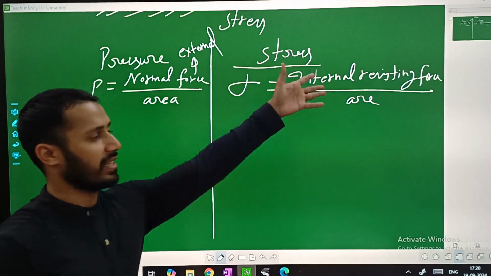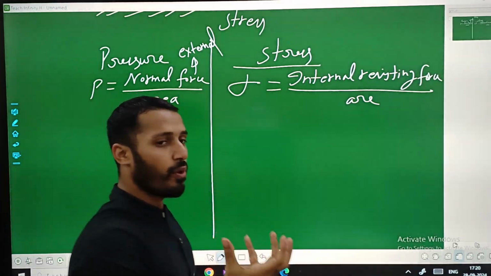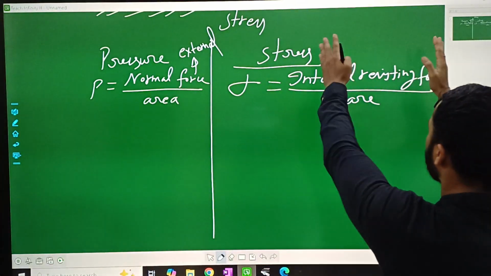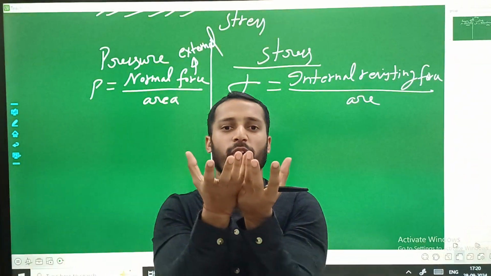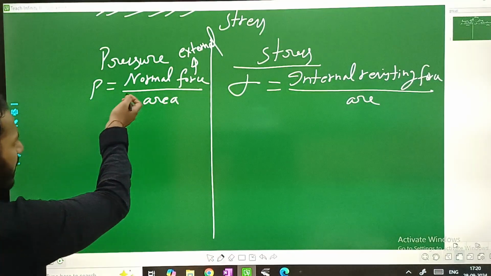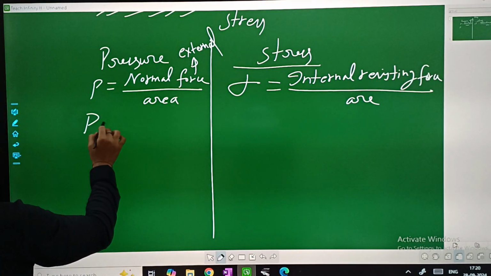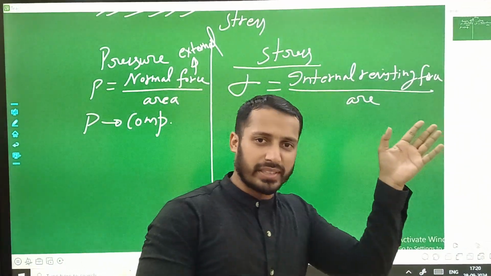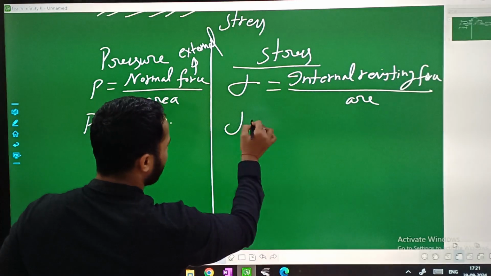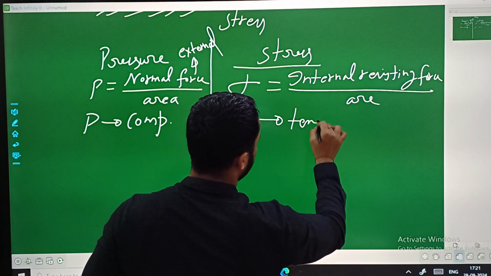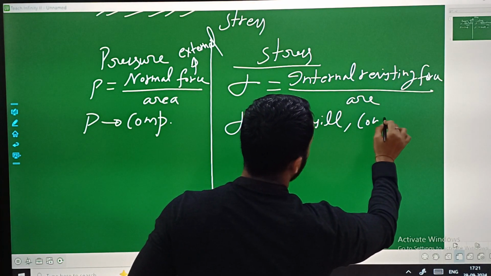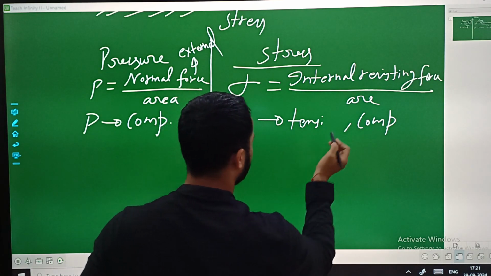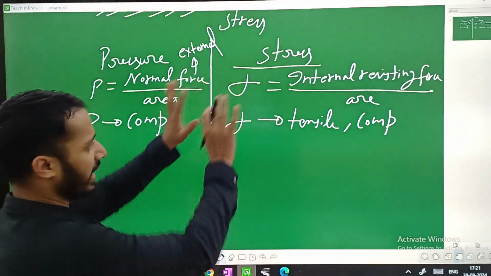So one big difference is this. While calculating pressure, force must be externally applied, and while calculating the stress, the force should be developed inside the body. Okay. The next difference is, my dear, pressure will be always compressive. But we just saw that stress can be tensile and compressive both. Yes or no? This is the second difference.